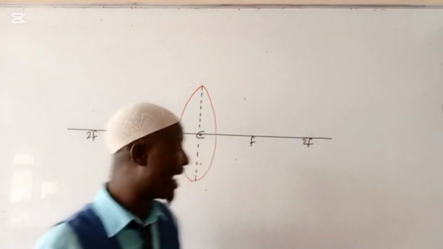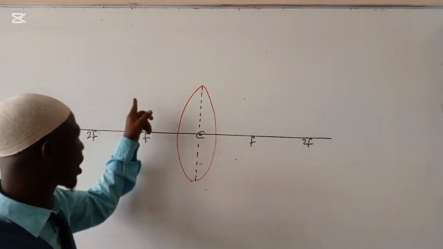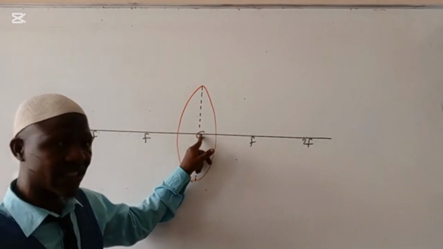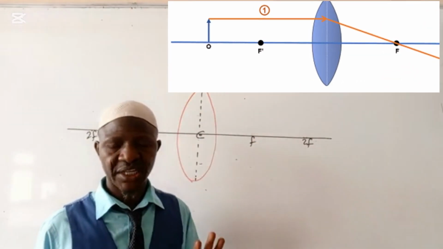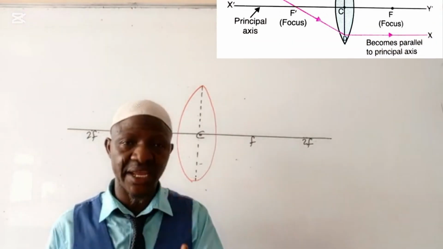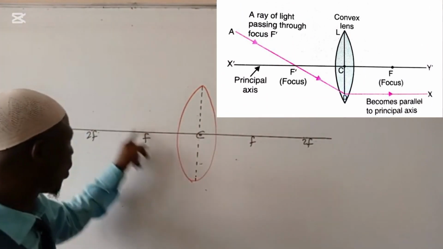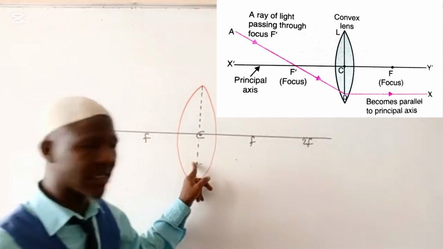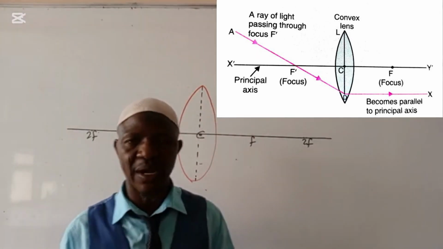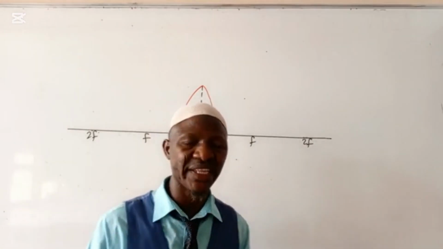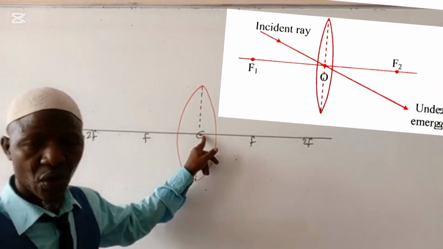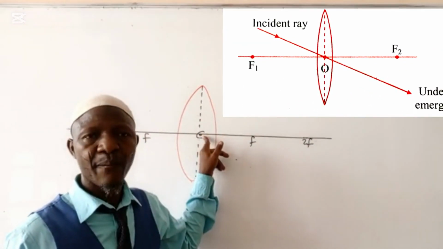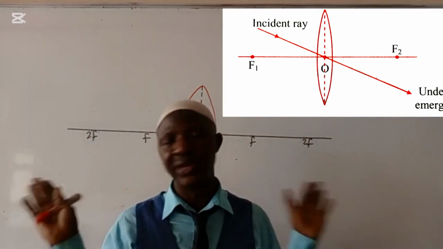The first one is: any ray parallel and close to the principal axis refracts through the principal focus. The second one is: any ray through the principal focus refracts parallel and close to the principal axis. And the third one is: any ray of light through the center of the lens, that is the optical center, passes without deviation.